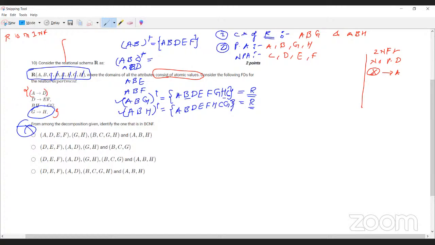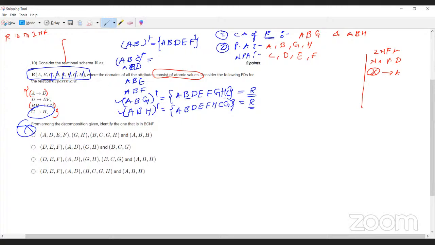Let us check D determining EF. No, because D is not a part of a candidate key, right? Now let us check BH determining CG. It is. Yes, right. G determining H. Yes, but both are prime attributes. So these two functional dependencies are not satisfying our 2NF condition, right?